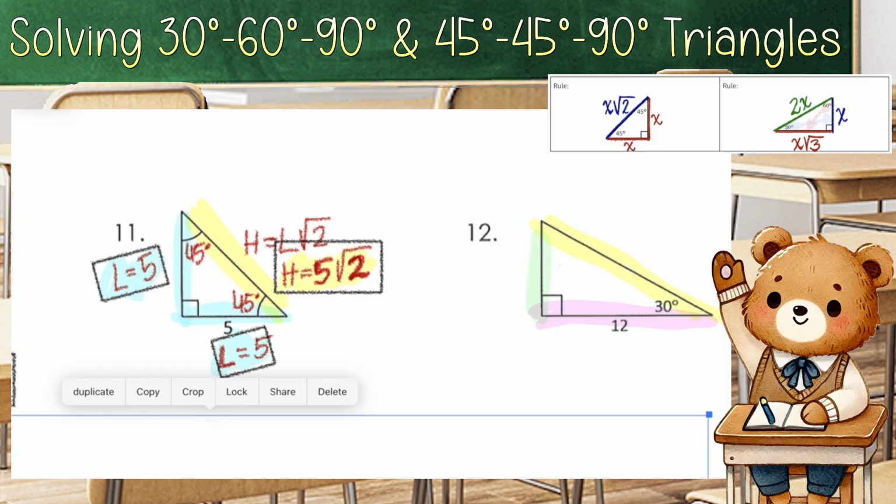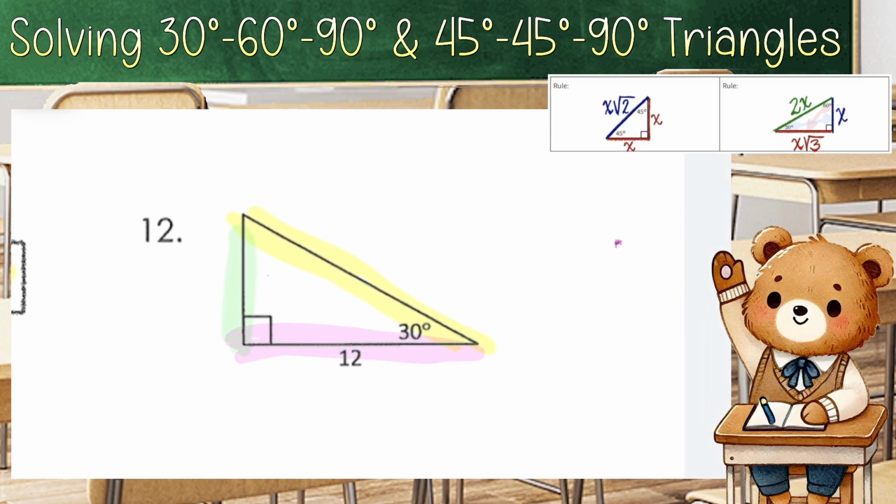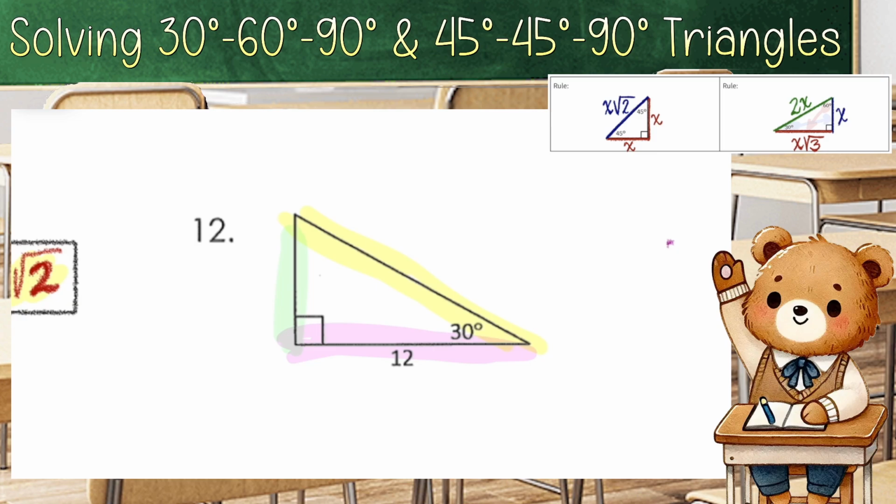Okay. Next up, number 12. Here we have another 30, 60, 90 triangle. This is my short leg. This is my long leg, which equals short leg times root 3. So this will be a more interesting example. Whenever you're given a side that has a radical in it, it's a little more work. And then here, my hypotenuse will equal 2s.